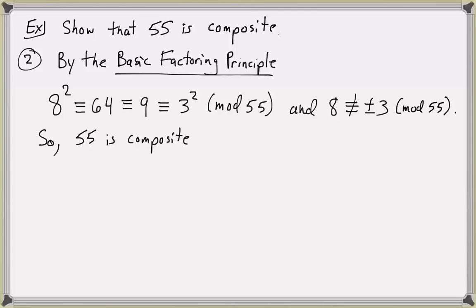but it also gives us a non-trivial factor. So the non-trivial factor would be the GCD of 8 minus 3 and 55, which is the greatest common divisor of 5 and 55, which equals 5. And this is a non-trivial factor.